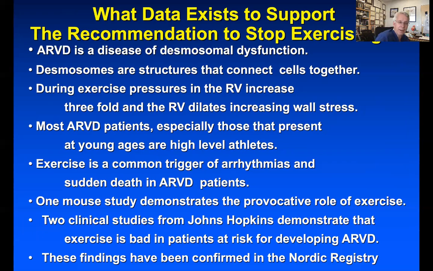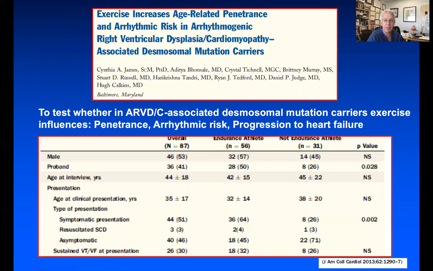We also know that sudden death and arrhythmias often are triggered by exercise. There are now 6 or 7 different mouse studies showing that exercise brings on ARVD in a mouse susceptible to ARVD. And now there are many clinical studies from all over the world showing the link between the amount of exercise and the risk of developing ARVD. This is one of the first classic studies that my colleague Cindy James led.